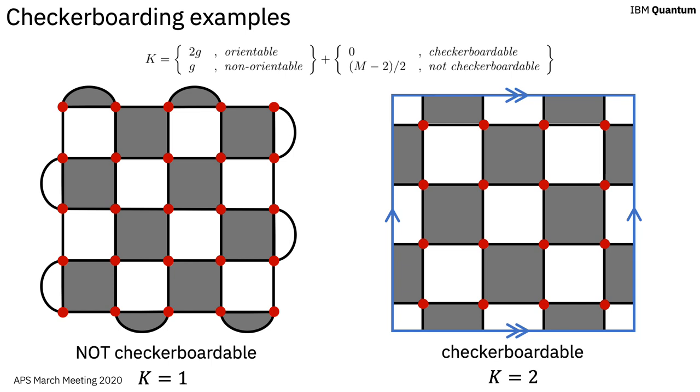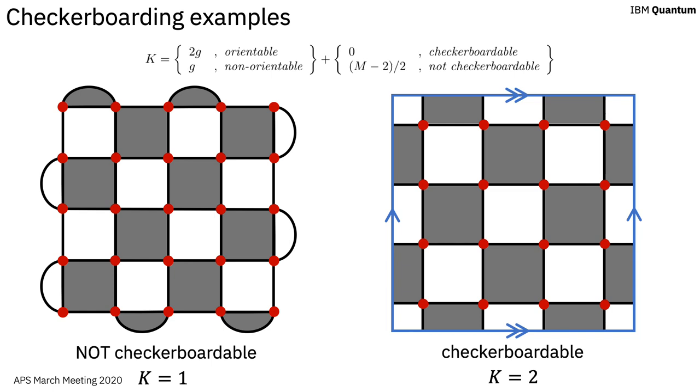It also has four odd degree vertices that you can count. Those are just the corners. They're degree three. Everything else is degree four. So if you plug this into the formula, it's a genus zero surface. It has four odd degree vertices. We get the total number of encoded qubits is one.